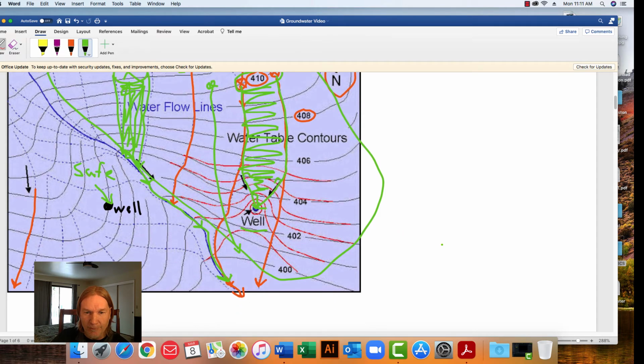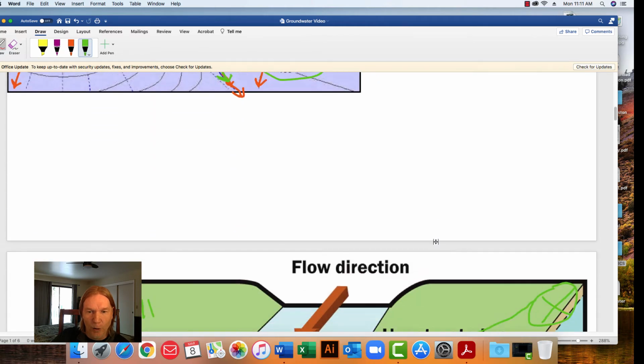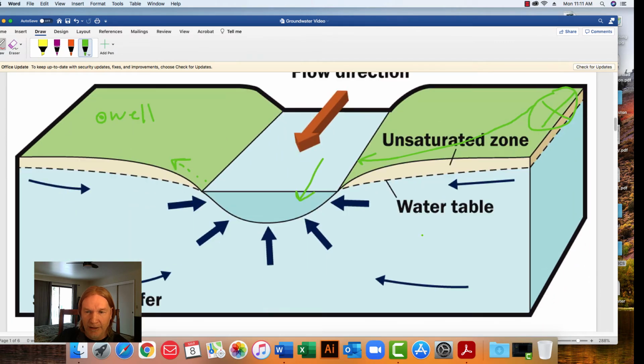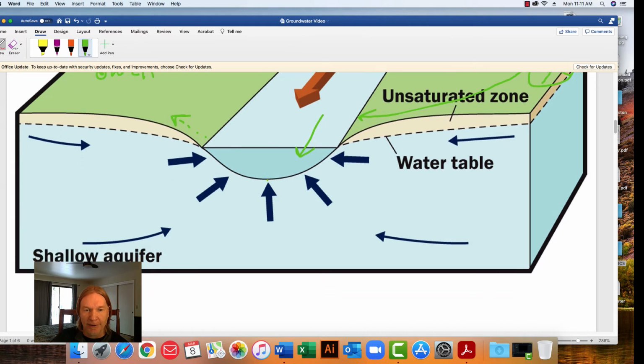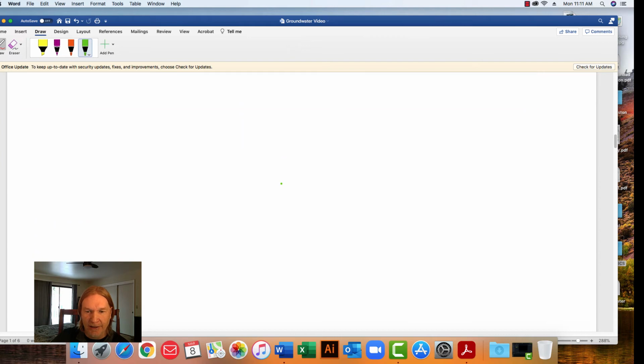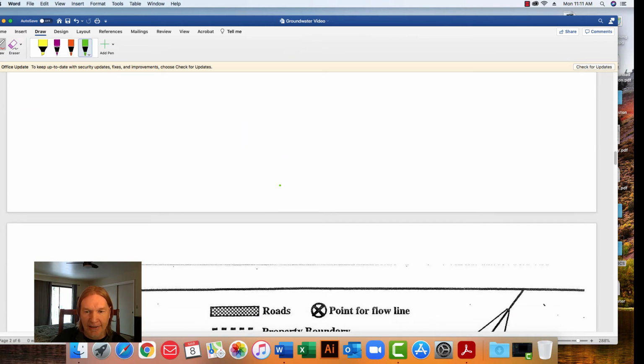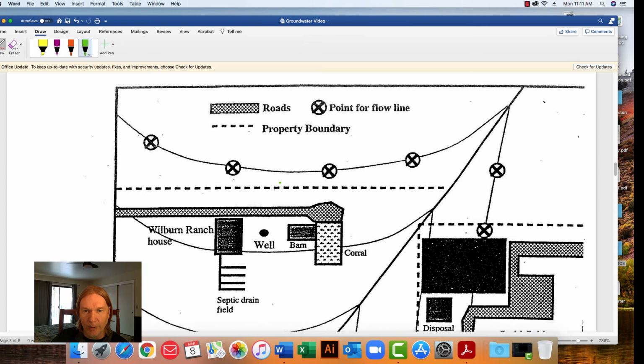Okay? All right, so we got that down, got the flow direction figured out, what will happen and why contaminants can't go up onto the other side here. Let's take a look at what we'll do on the lab.